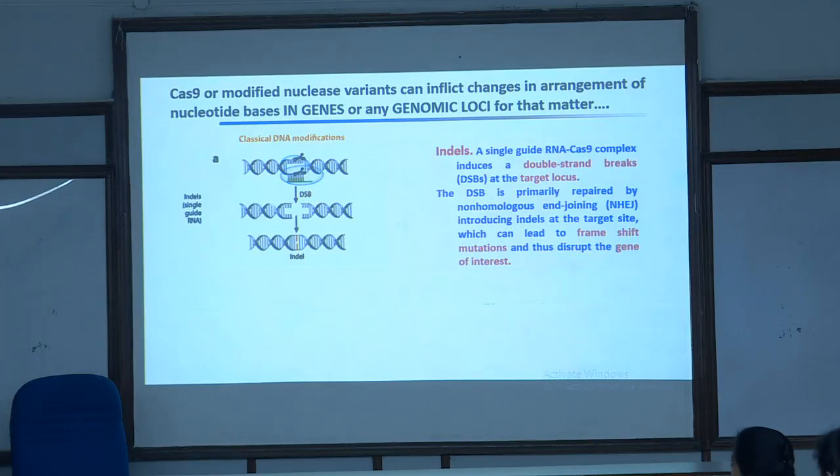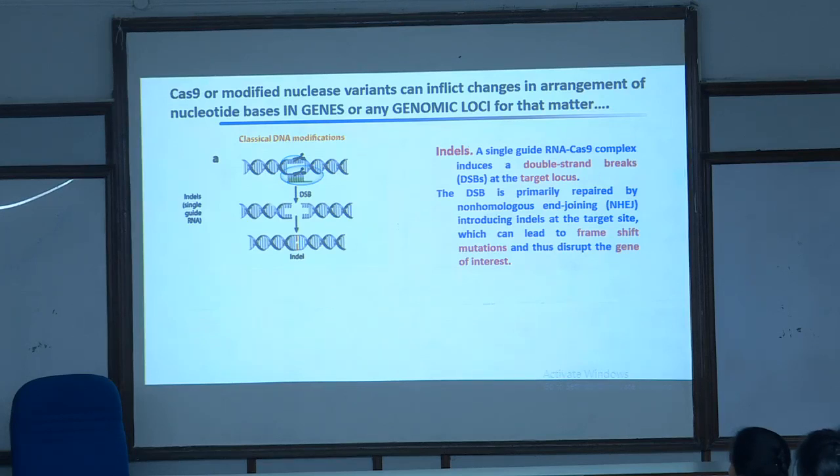So the question here is, what is this Cas9 really capable of? That is very, very important for you to understand. It can create any kind of mutations, which I already told you. So the Cas9 or the modified versions of Cas9, what I want to make a point here is that modifications have already come in the Cas9 protein. They are all tailor-made for specific applications in crop sciences. The modified nuclease variant can inflict changes in the arrangement of nucleotide bases in the genes or genomic loci for that matter, right? So what kind of changes? It can inflict indels.